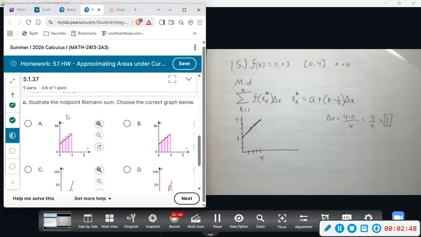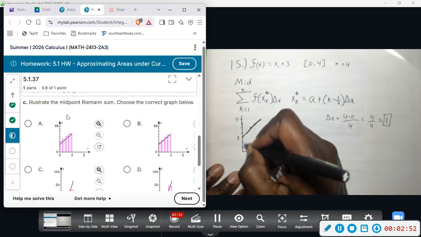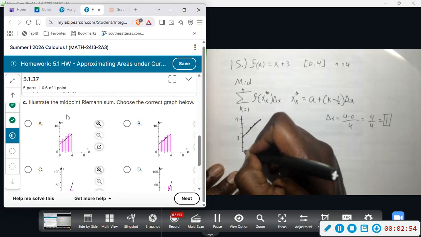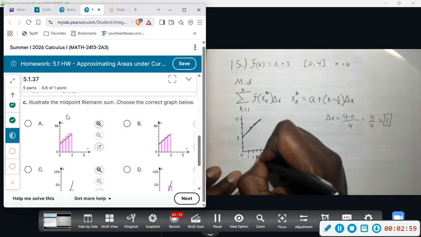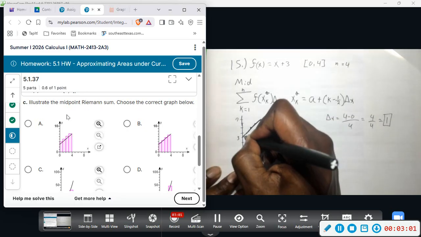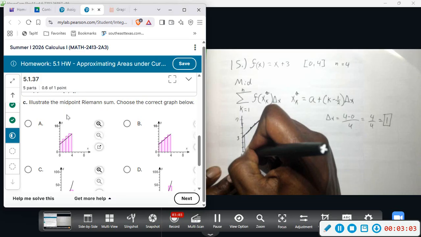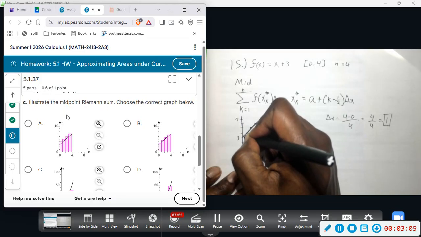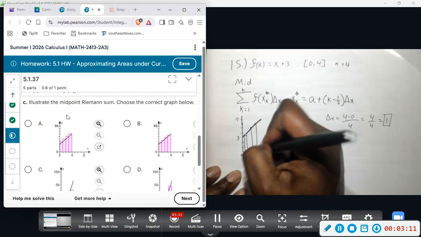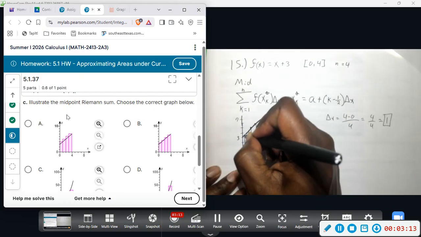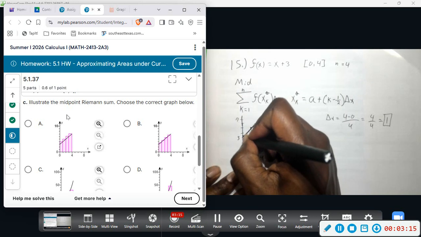All right, the midpoint. So midpoint Riemann sum will go to the middle between the 2 selected points. So this is 0, this is 1, 2, 3, 4. Midpoint will go to the middle where it hits the line, and then it would go right, because this will be a line. All of these lines where it hits the graph. So we'll go middle, go left and right, and make a rectangle.